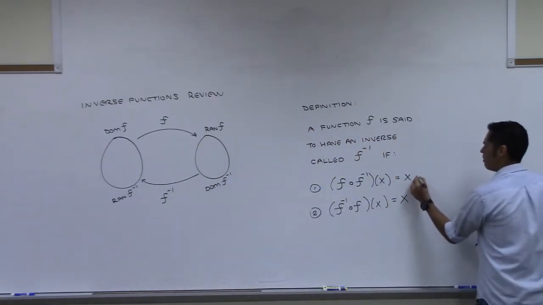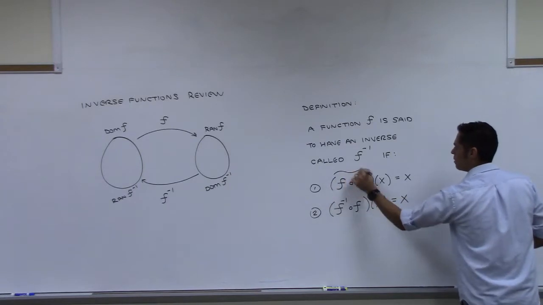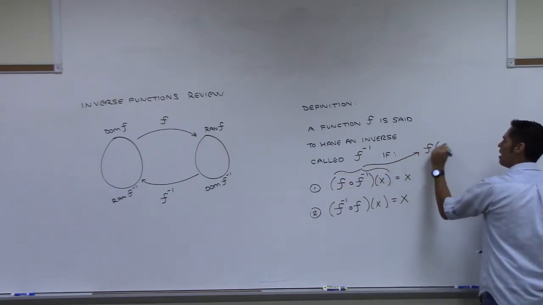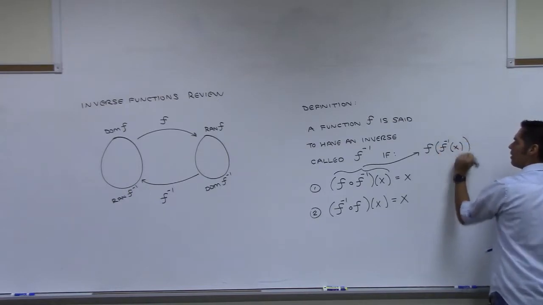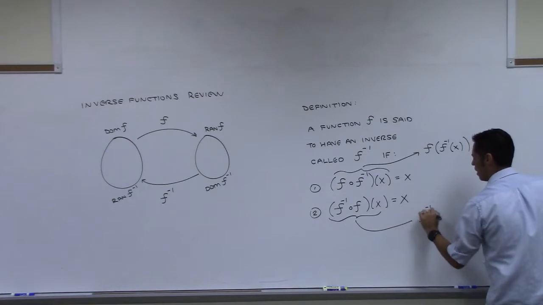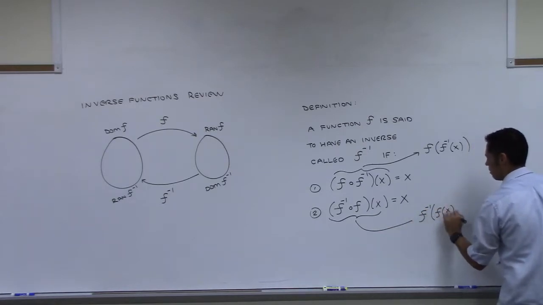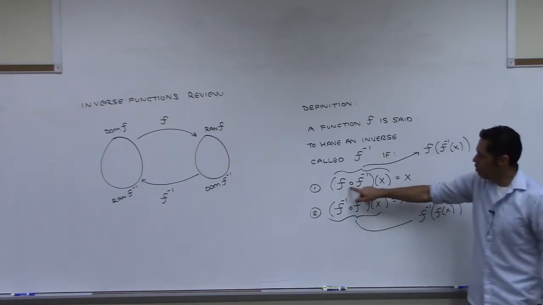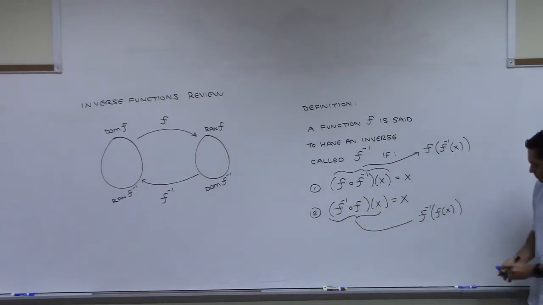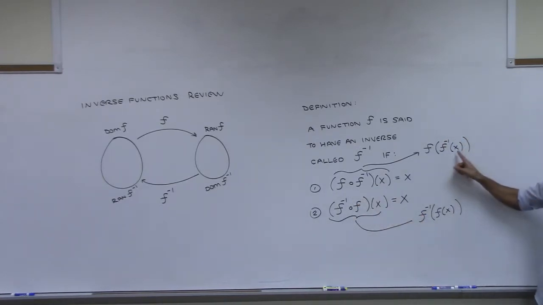And you know what, I should probably tell you what this means, just in case you don't remember. This means f, and then inside of it, f inverse of x. And this right here means f inverse, and inside of it, f of x. That's what that little O meant. It's composition, functional composition.